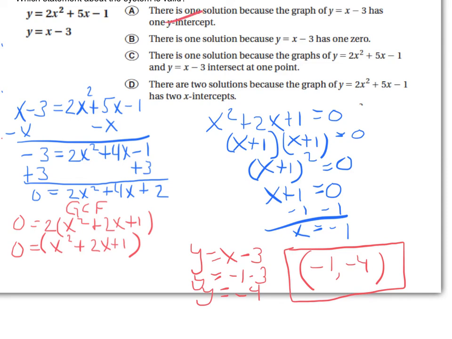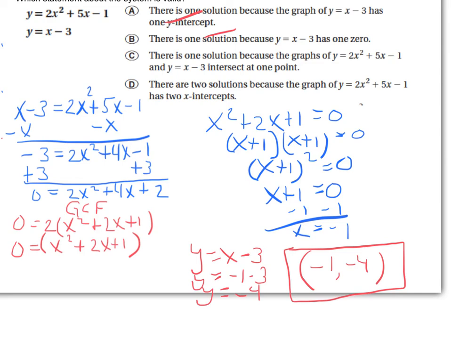The second one says there is one solution because y equals x minus 3 has 1, 0. Well, that's actually going to be true also, because we know it's only going to cross over the x-axis once, but again, it's still only referring to one equation. We're talking about two equations as a system.